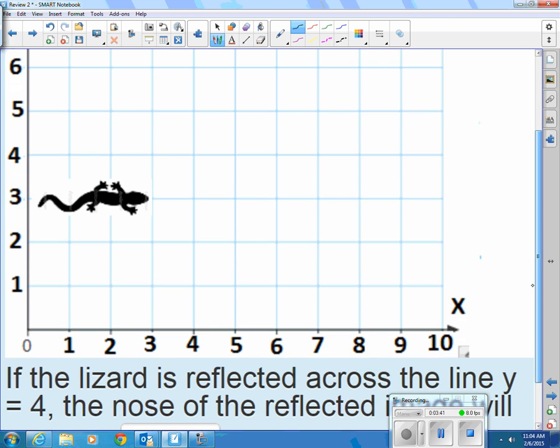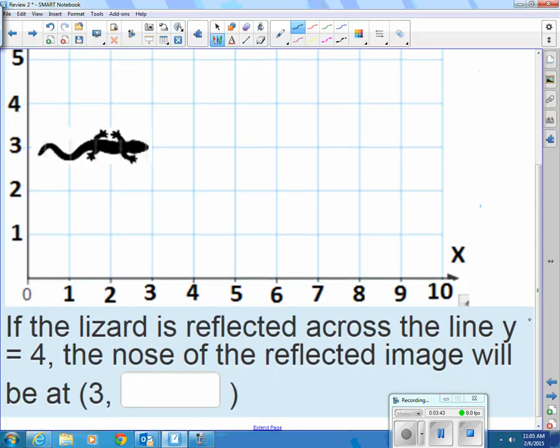Reflect this across the line y equals 4. Y equals 4 is right there. Reflect that point right there across that line. It's 1 below that line, so the reflected image will be 1 above that line. The location of that point is over 3, up 5.